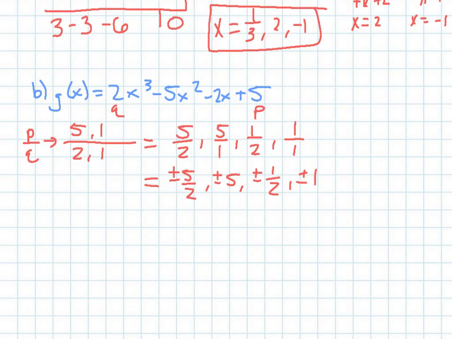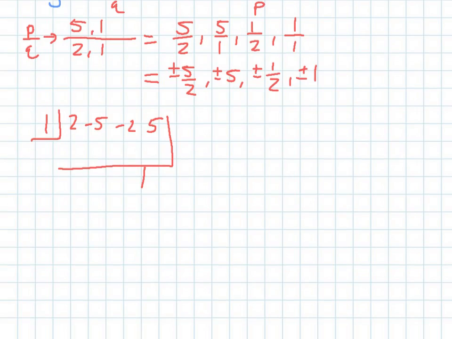Now another key to this, one thing you might want to remember is that usually the smallest numbers are going to work more likely than the bigger ones, just because with the bigger ones, when you're doing synthetic division, they get so large that you will obviously see that it's not going to become 0. Okay, so like 5, I probably wouldn't try that first. I would try my other numbers. So here, let's try 1. Okay, so 2, negative 5, negative 2, 5.